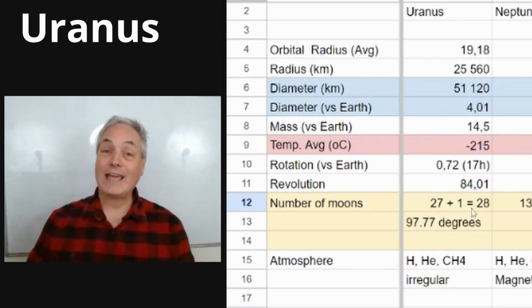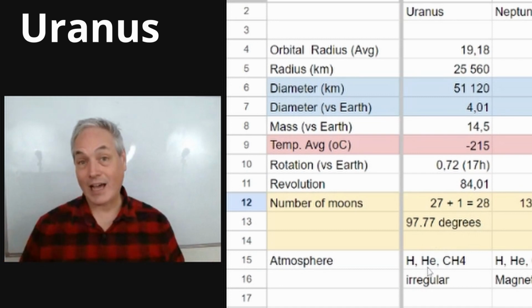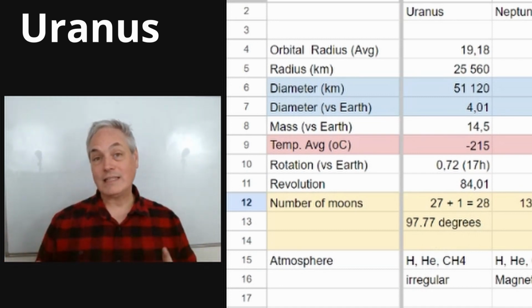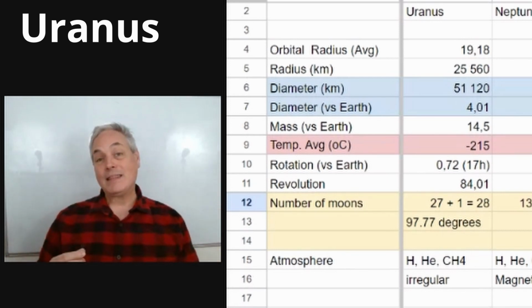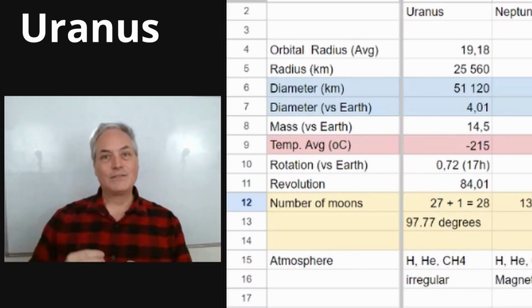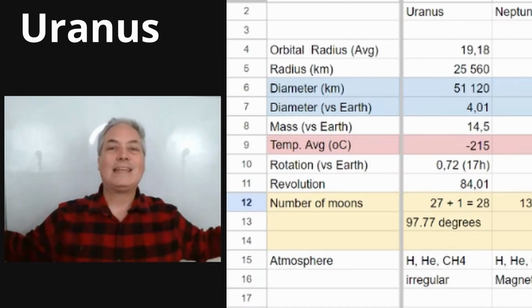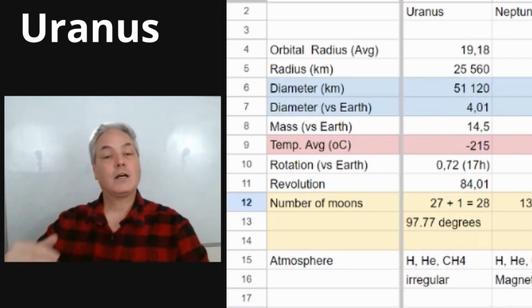We have 28 recognized moons here, and the composition is helium and hydrogen, but there's also some methane in a bit higher quantity than we have for Saturn. And this methane in the atmosphere gives us that blue color. The reason why it's blue is that the methane absorbs the red wavelengths and more blue is coming towards us.